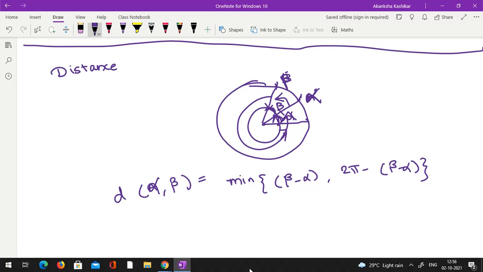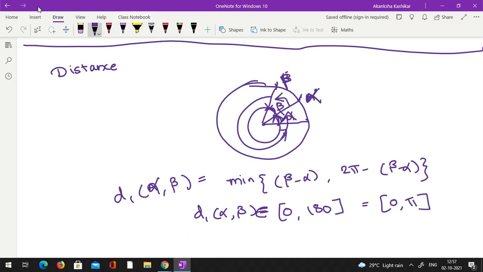So what would be the largest possible value of distance? The smallest possible value is obviously 0 if the two vectors are coinciding. What is the largest possible value? 180 degrees, correct, because we are taking the minimum of the two angles, so it will never exceed that. So distance will always belong to 0 to 180 degrees, which you can write as 0 to pi in radians.